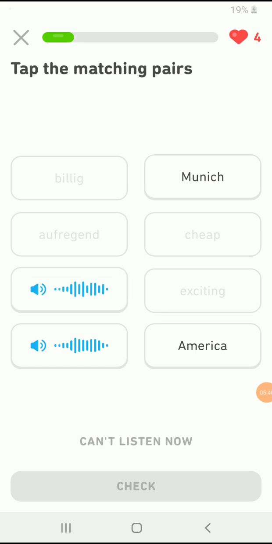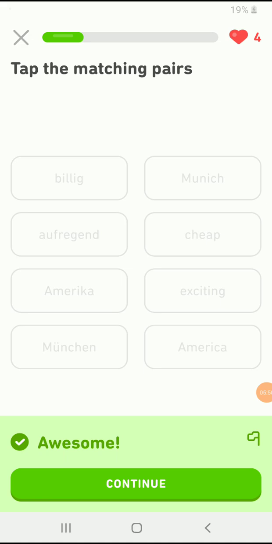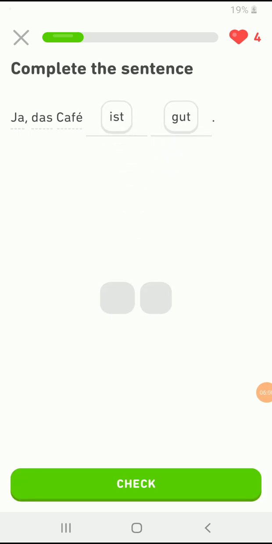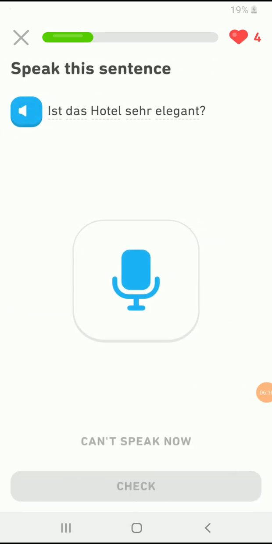So, Amerika. München. It's Munich. Okay, so, yeah. Ja, das Kaffee ist gut. So, the coffee shop is good. But I guess you can also say this is a cafe in English. Ist das Hotel sehr elegant? An error. Is das Hotel sehr elegant?